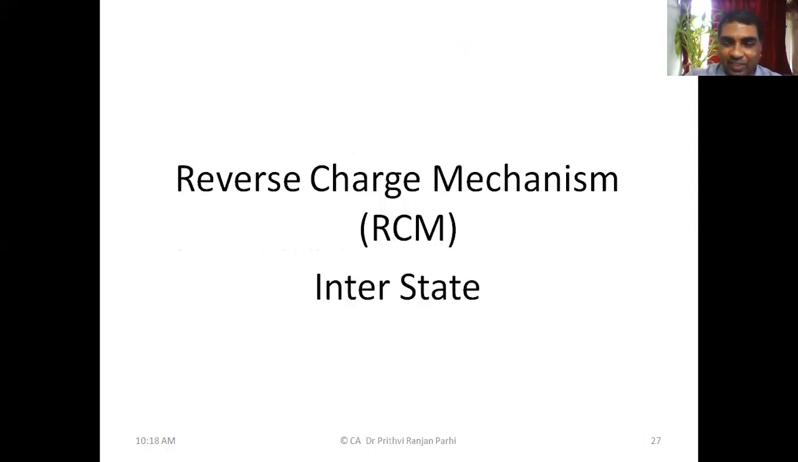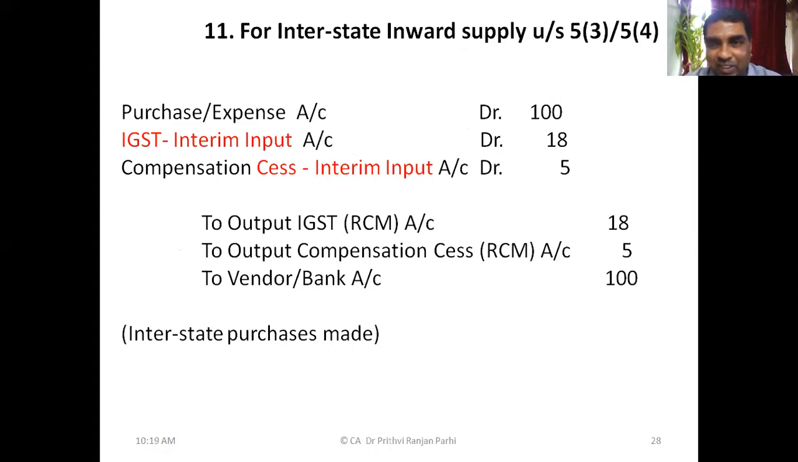Similar kind of thing you can do in case of interstate. Once again, watch how entries can be made. First, when an interstate inward supply is made, inward supply means purchases, I'll debit purchase account or expenses account ₹100. Since it is interstate, IGST interim input account ₹18, compensation cess interim input account ₹5. These are the three things which are debited. It's the first entry.